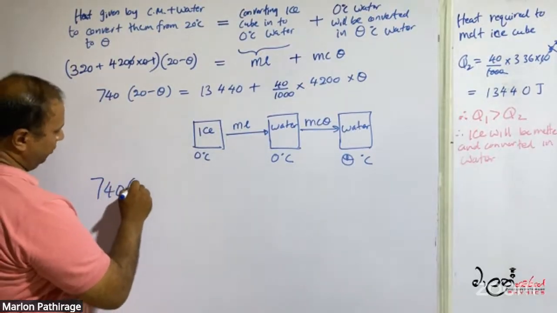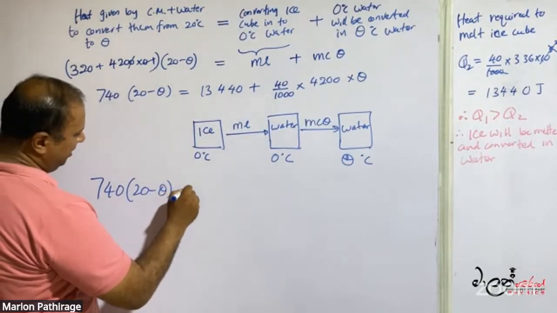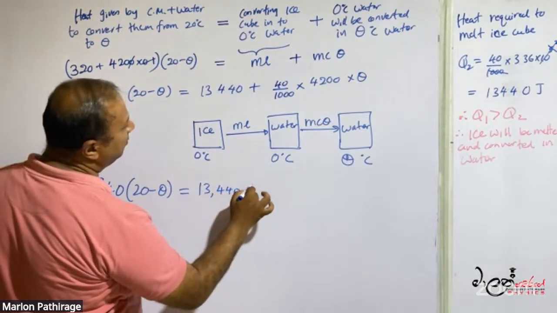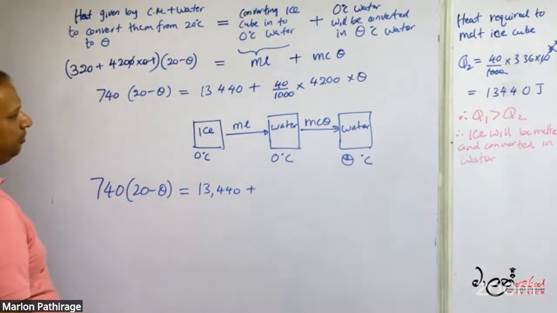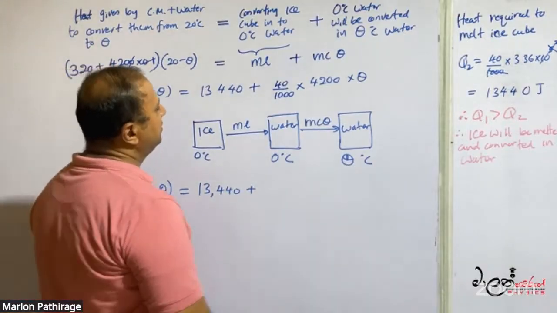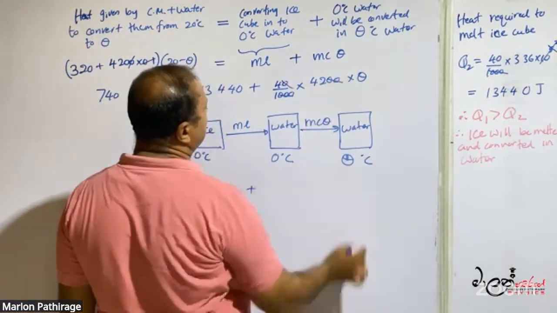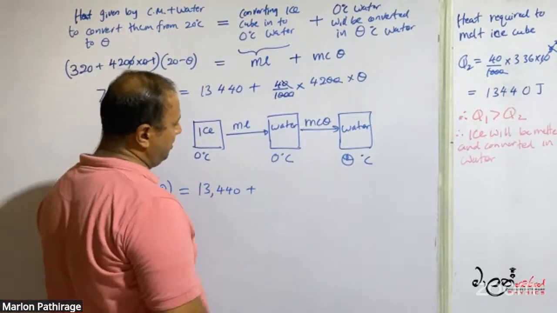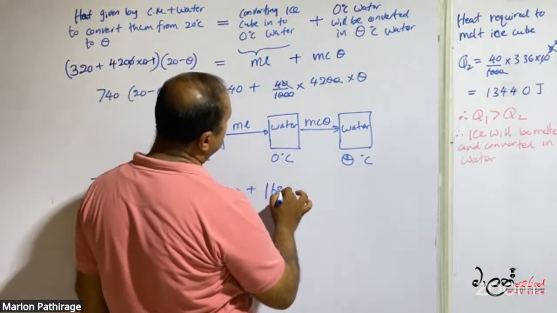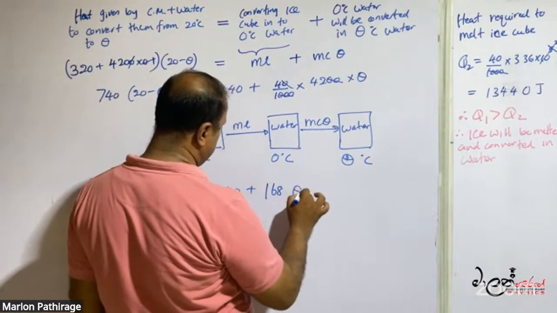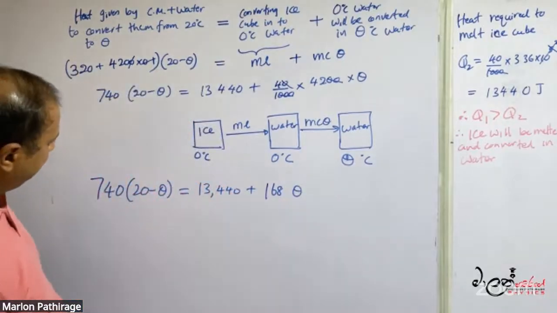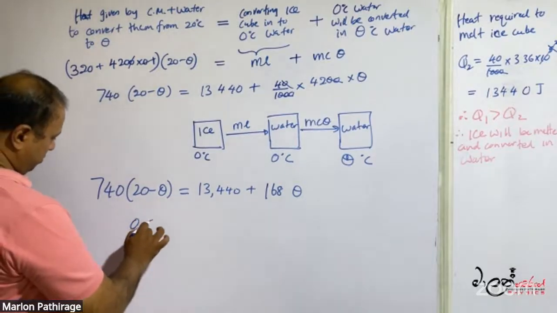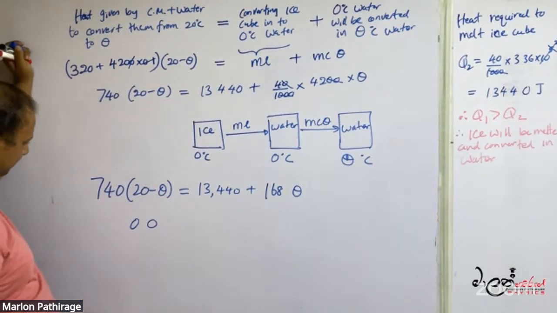740 into 280 minus theta is equal to 13,440 plus, this one will be cancelled out.